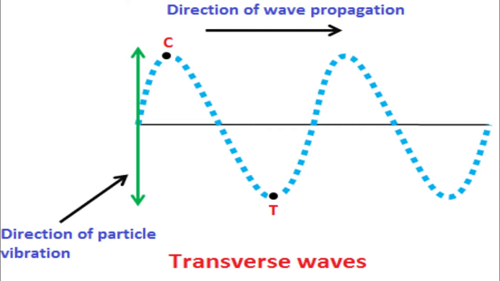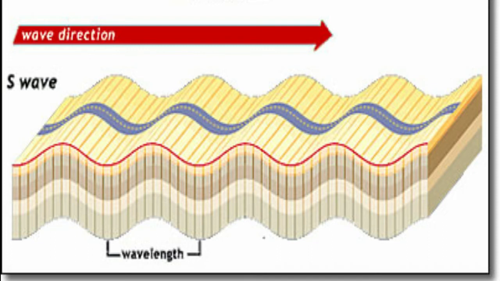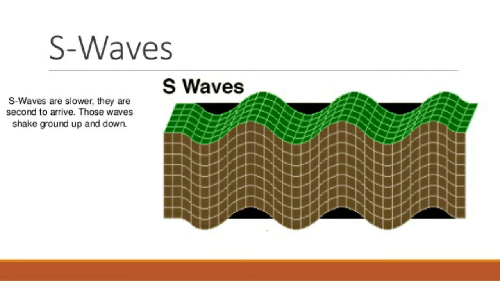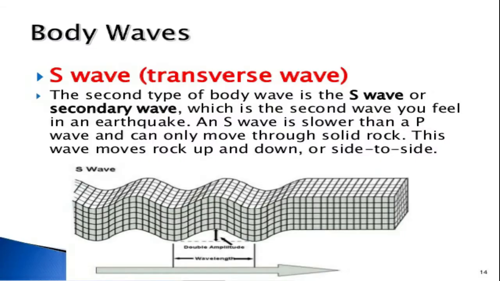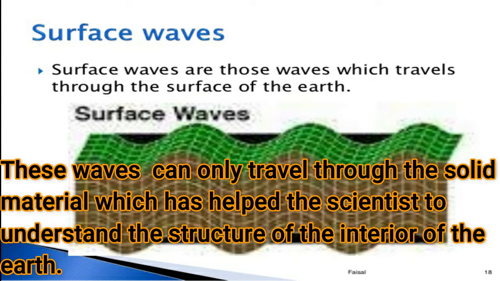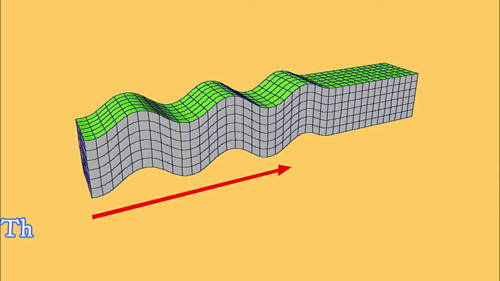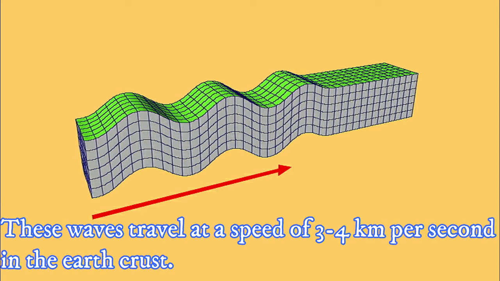The second waves that arrive at the surface and get recorded on the seismograph are the S waves. These waves arrive at the surface with some time lag. They are slower than the P waves. These waves are also known as the secondary waves or the transverse shear waves. These waves can only travel through solid material, which has helped scientists understand the structure of the interior of the earth. It gives us the information that maybe the interior of the earth is liquid in nature. These waves travel at a speed of 3 to 4 km per second in the earth's crust.